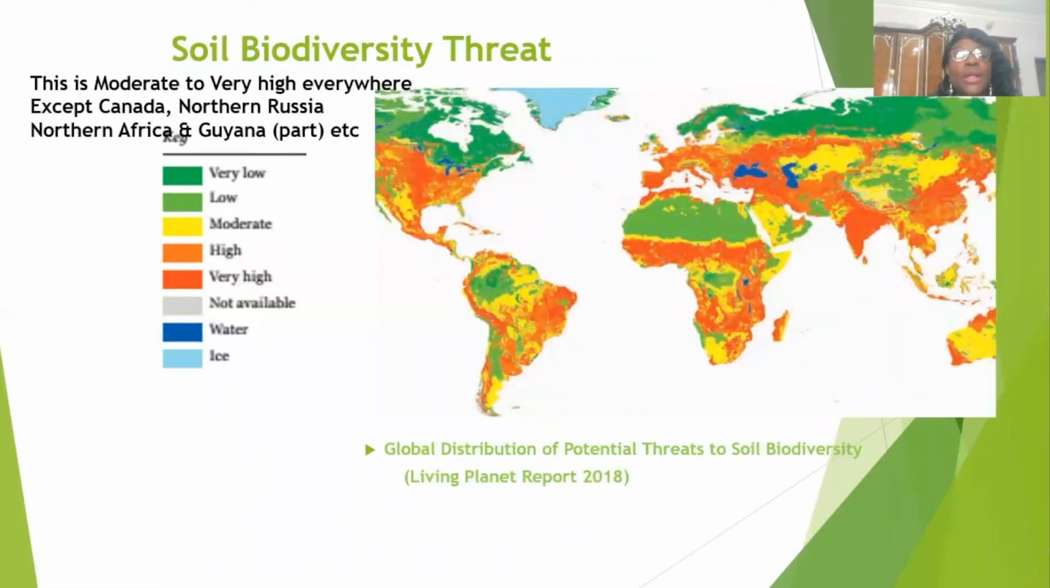Soil biodiversity is not left out of the threat. This map shows the global distribution of threats to soil biodiversity. This is taken from Living Planet Report 2018. The areas shaded green are low, very low to low. Yellow is moderate, and orange is high to very high, depending on the intensity of the coloration. From this map, it is observed that soil biodiversity threat is moderate to very high everywhere in the world, except in Canada, Northern Russia, North Africa, and part of Guyana.